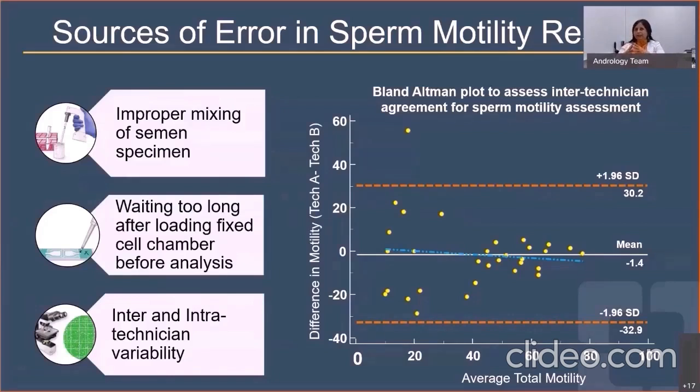And on the right side, there is a Bland-Altman plot where 2 technologists performed sperm motility assessment on the same samples. And then we have plotted the average total motility versus the difference in motility on the y-axis. And the mean and 2 standard deviations, the mean is the white line and the red dashed lines are the plus minus 2 standard deviations. And all of these values are within plus minus 2 standard deviations, showing that there is a high agreement on sperm motility assessment between the 2 technologists, and both technologists are performing well on the testing process.